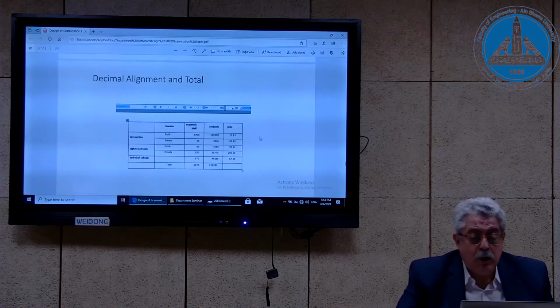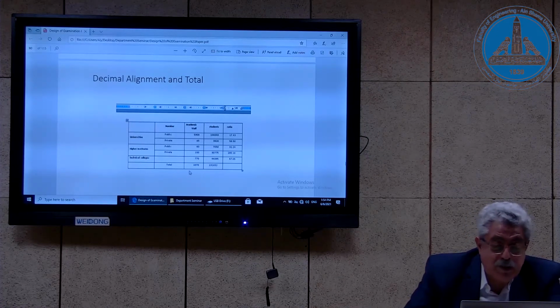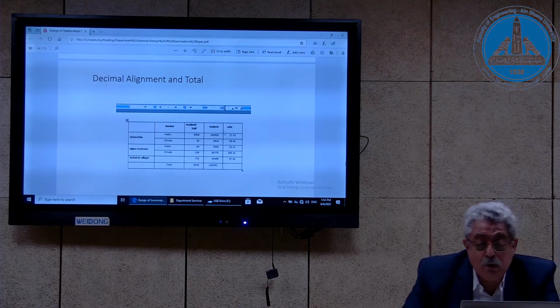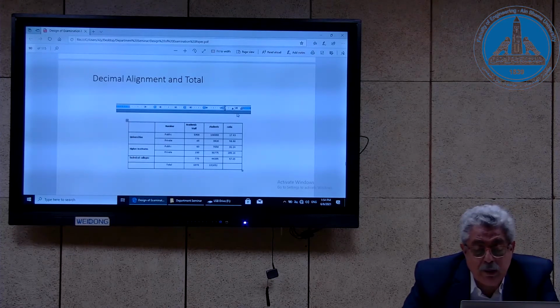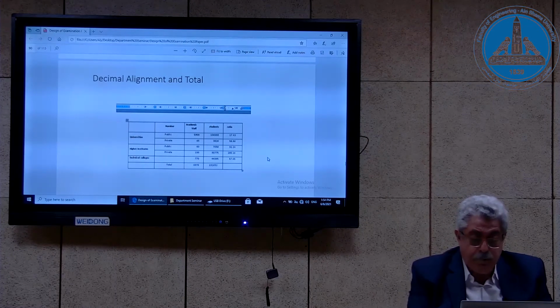Also, we know that in this table we did two interesting things. One of them is we were able to calculate the total by using the formula in Microsoft Word without going to Excel, and also we used the decimal tab here to align the decimal point, as you see in the last column.